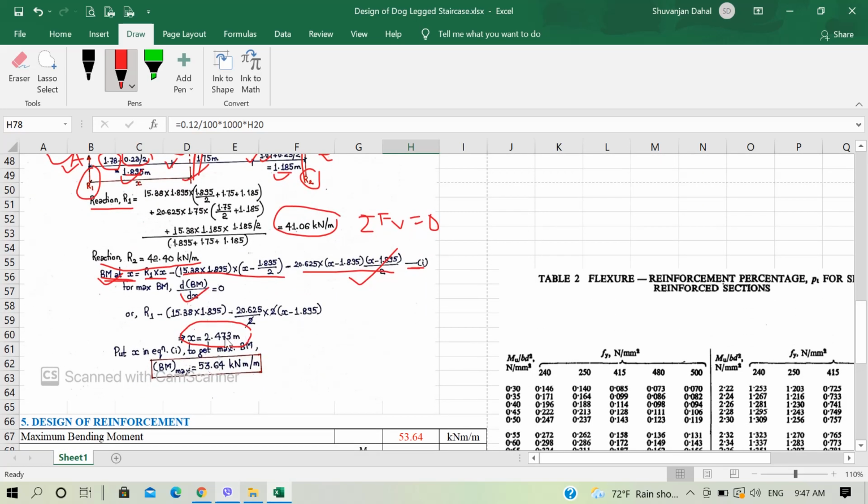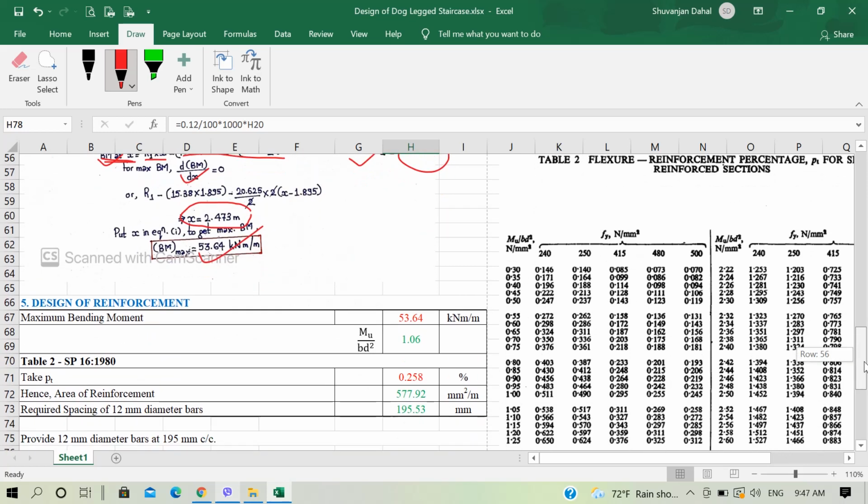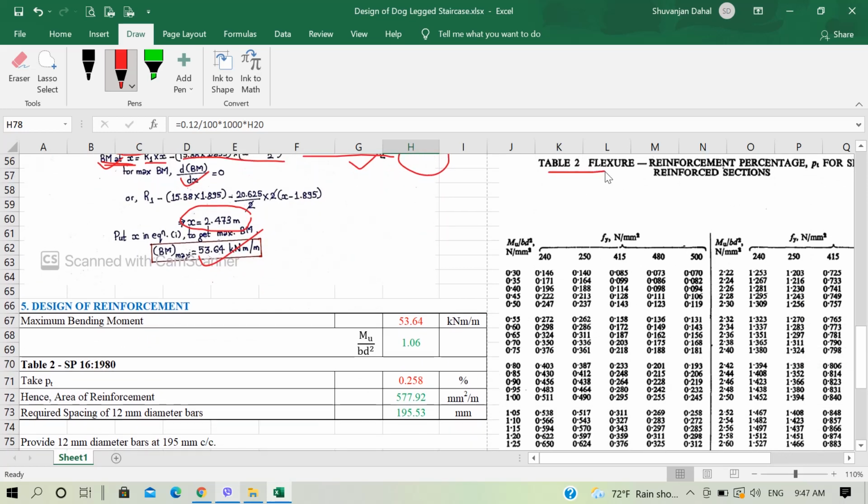Now use the same value of x that you got here in equation 1 to find the maximum bending moment. You get the maximum bending moment to be 53.64 kilonewton meter per meter. So now after finding the maximum bending moment, we can find the reinforcement requirement. And to calculate the reinforcement requirement, we take the help of table 2 in SP 16 1980. Table 2 gives us the flexure reinforcement percentage for singly reinforced section here. Our maximum bending moment we got to be 53.64 kilonewton meter per meter.